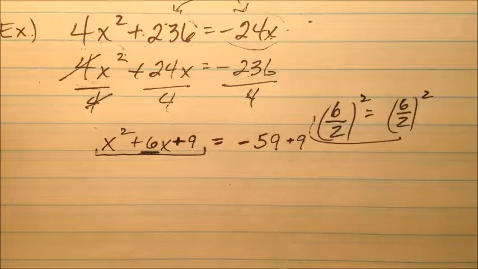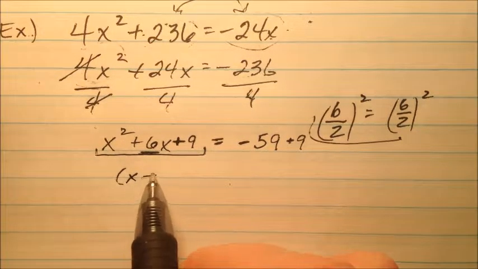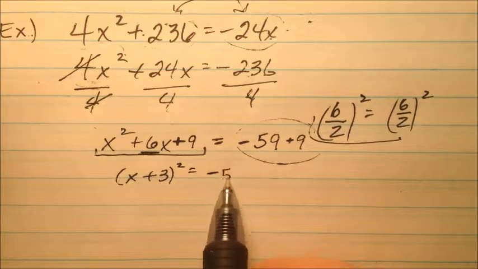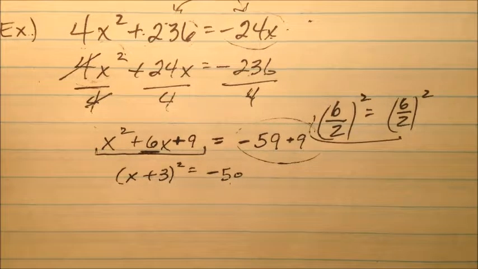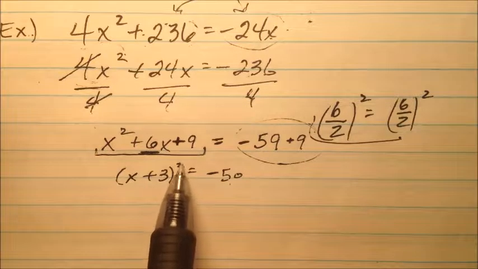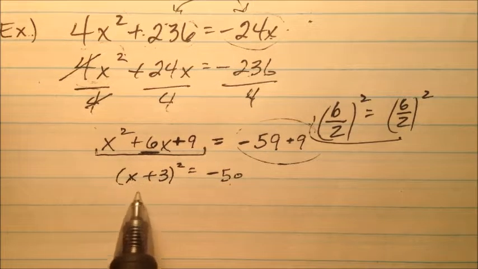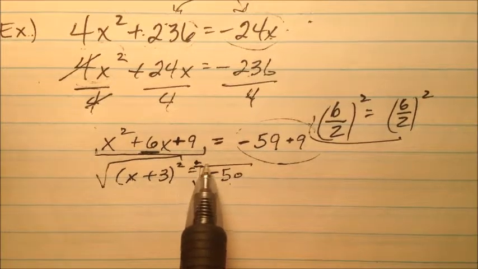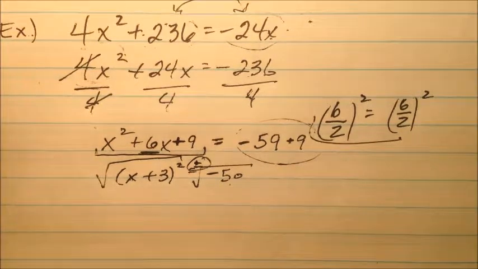Well, on our left side, again, we have set up a perfect square, so x plus 3 quantity squared. And over here we have negative 50. Okay, so right now, again, since this is squared and we want to isolate this x, we have to release it. So we're going to take the square root of both sides. And when we do, we put that plus minus over on the right side.